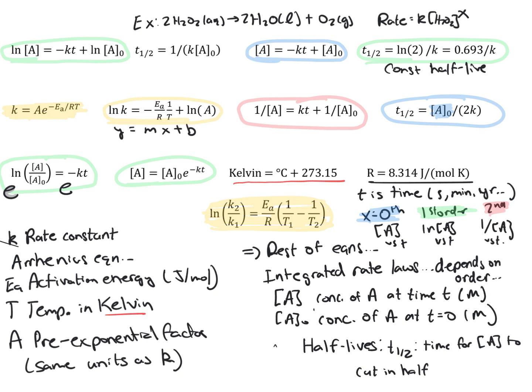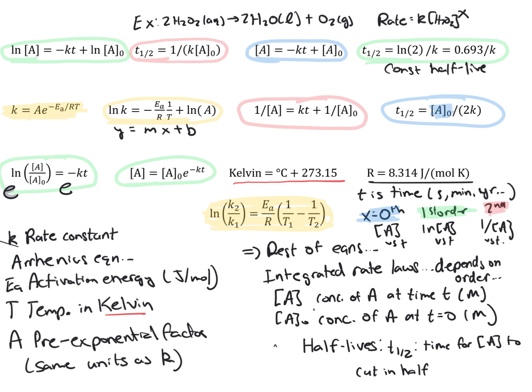2nd order is our last one. That has to be the one that has 1 over A in it. So that's our remaining half-life equation. So you should then be able to line up these equations when you get the equation sheet.